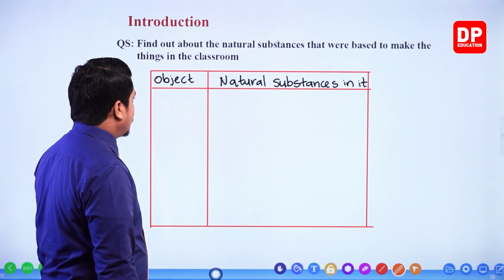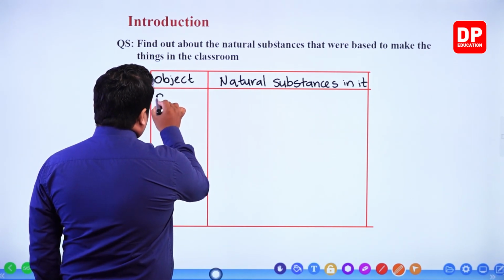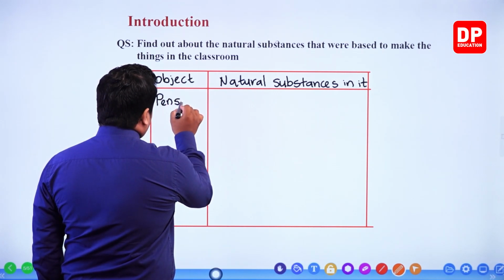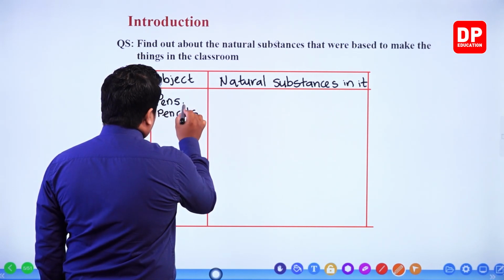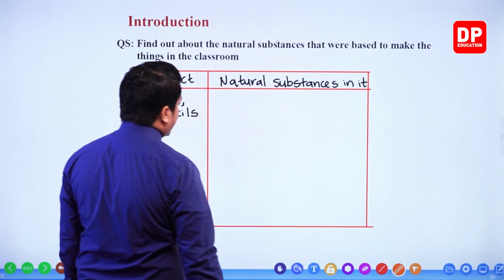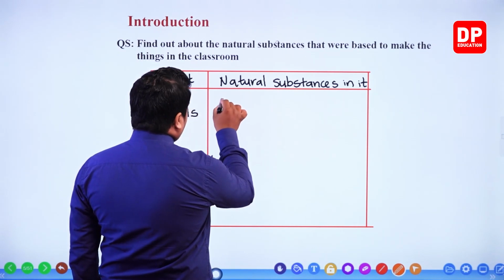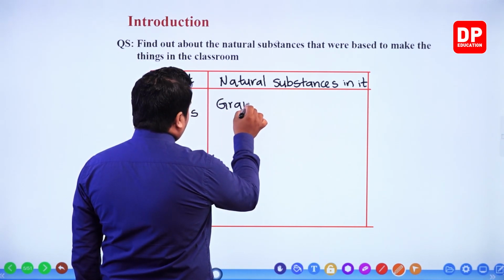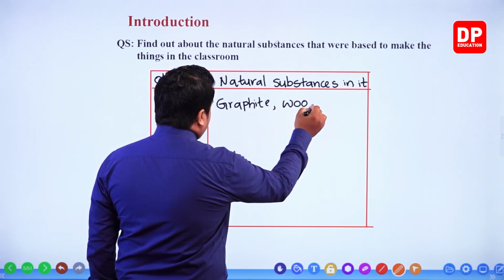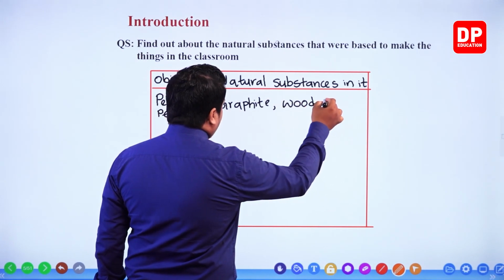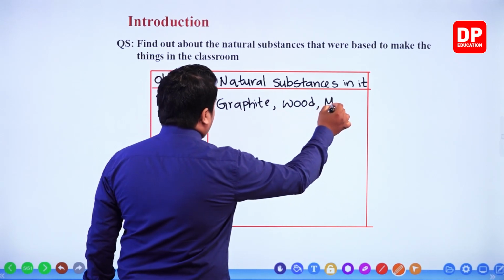So the object first, we'll use pens and pencils. Pens and pencils, what are the natural substances in it? So in pencils we know that graphite is there. Graphite is a naturally occurring substance. Then, my dear children, wood. And in pens, you know, there are metallic parts, like the ball point is made up of a metal part, right? So metals.